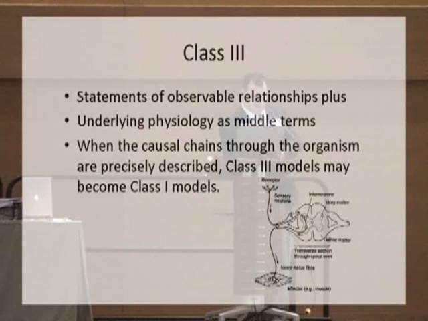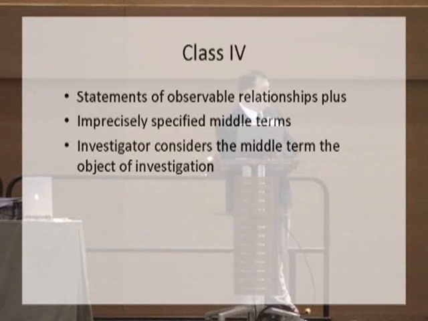Now, there's one more class of explanation that is common today, and that's what I call class 4. These are statements of observable relationships plus something else. And here I'm going to be a little pejorative and say imprecisely specified middle terms. A lot of times when people work in this class, they believe that the middle term itself is the object of investigation. And so the difference is, do you see memory, for example, as a hypothetical construct that allows you to make some sense of delayed stimulus control, or do you believe that you're studying memory? Are you studying associative strength? Or are you studying what the animal's actually doing?